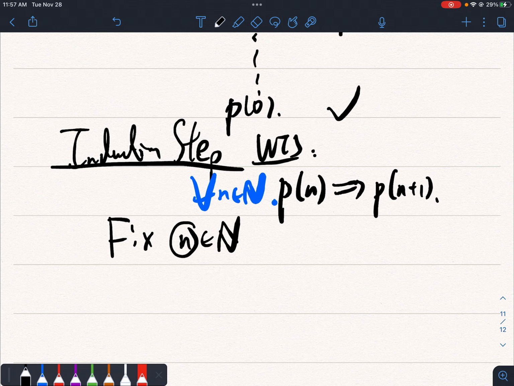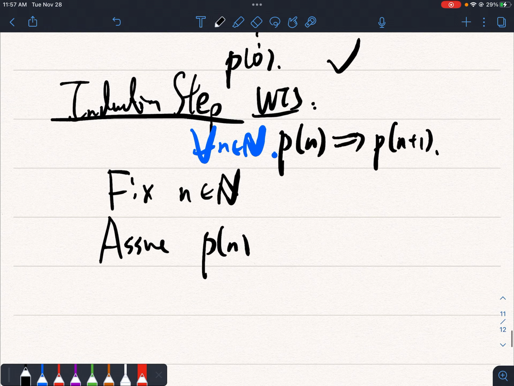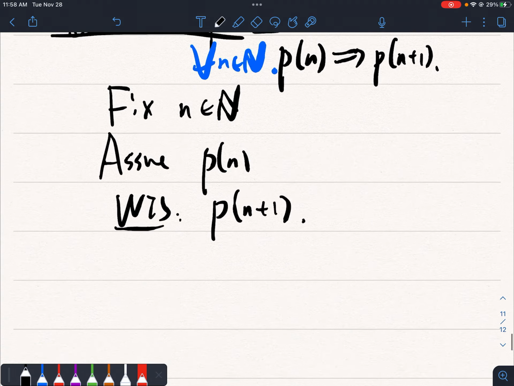This n is just a variable. It represents some or any natural number. And then what you assume is that this statement is true for any P(n) over here, and then you want to show that P(n+1) is true. Which means you assume P(n) is true, and all you need to do is prove that P(n+1) is true. So let me show you an example.